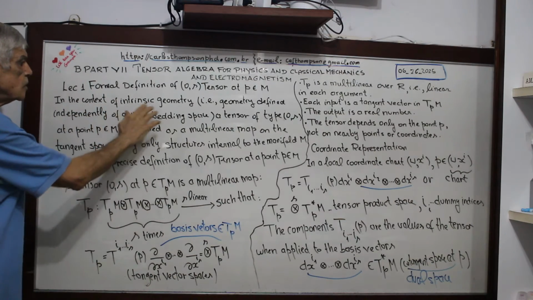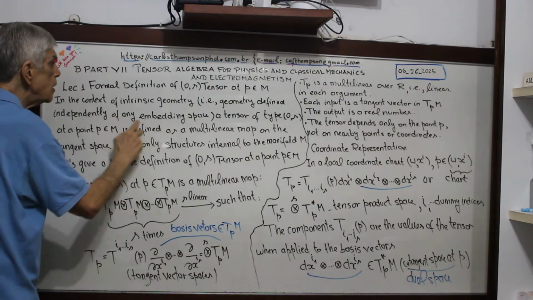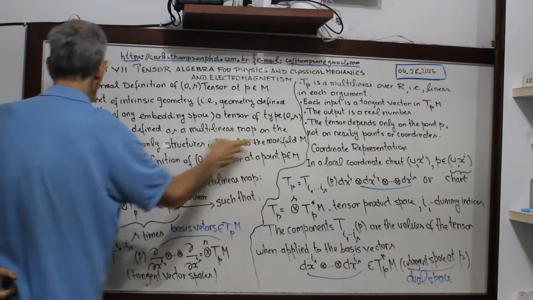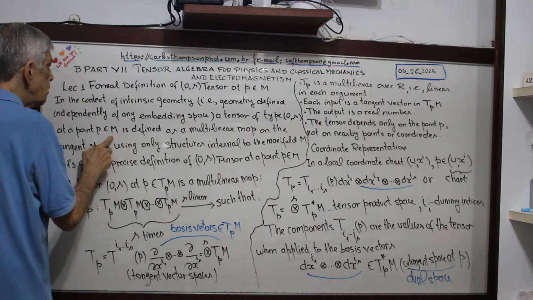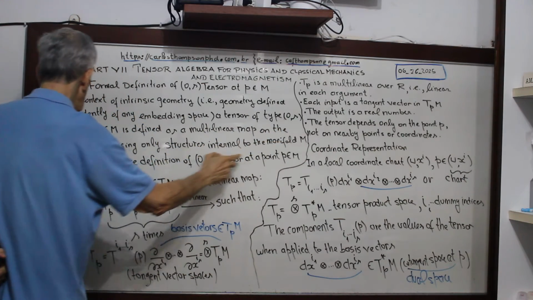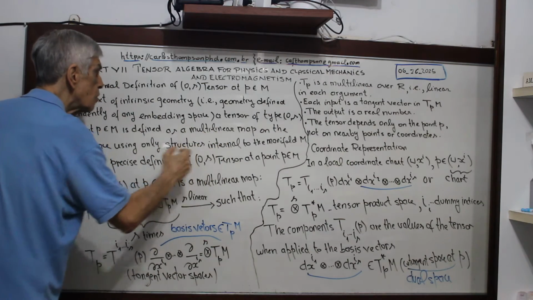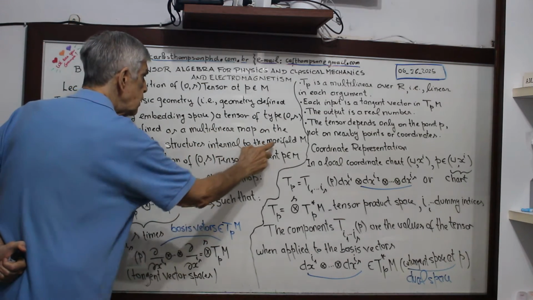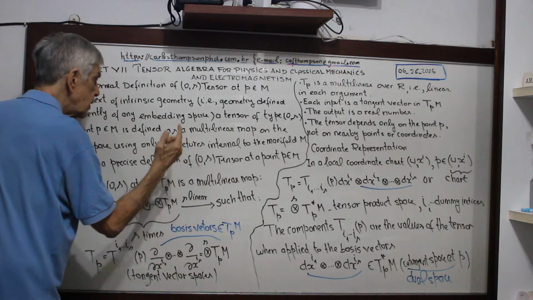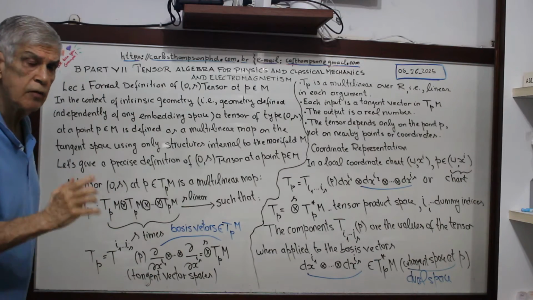In the context of intrinsic geometry, geometry defined independently of any embedding space, a tensor of type 0S at the point P belonging to the manifold is defined as a multilinear map on the tangent space using only a structure, in this case the internal structure, of the manifold M. Let's give a precise definition of a 0S tensor at a point P that belongs to the manifold.